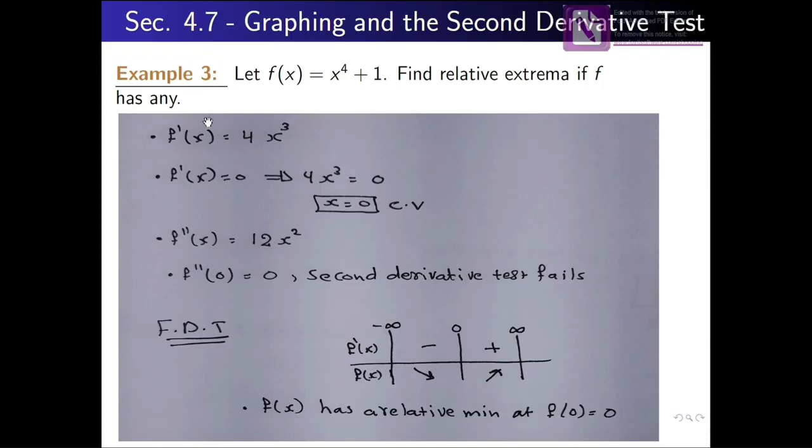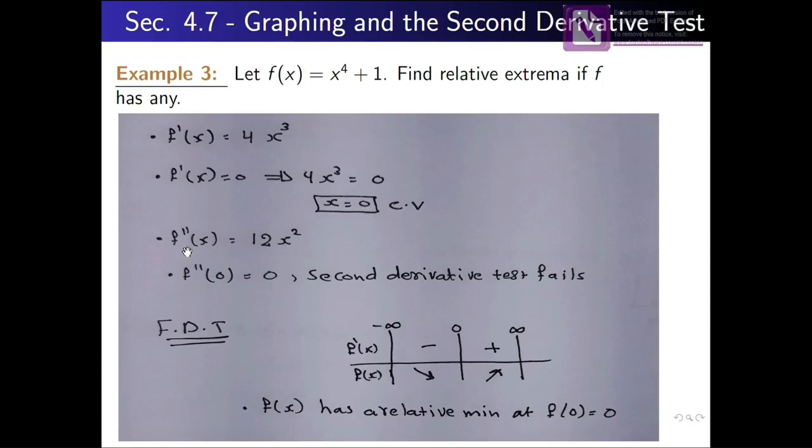So first we need to find f prime x, which is equal to 4x cubed. Now f prime x is equal to 0, that means 4x cubed is equal to 0. So x is equal to 0 is the critical value, since it is in the domain of our function f, and the derivative is equal to 0 at 0. If we want to use the second derivative test, we need to find the second derivative. Then we need to check the second derivative when x is equal to 0.